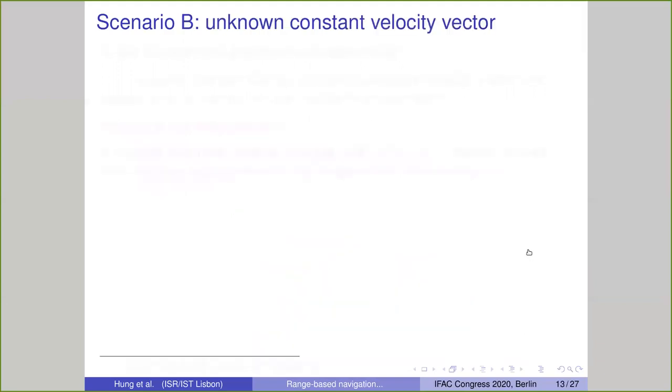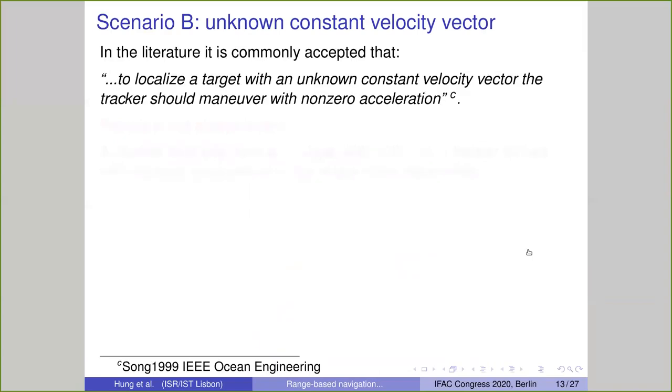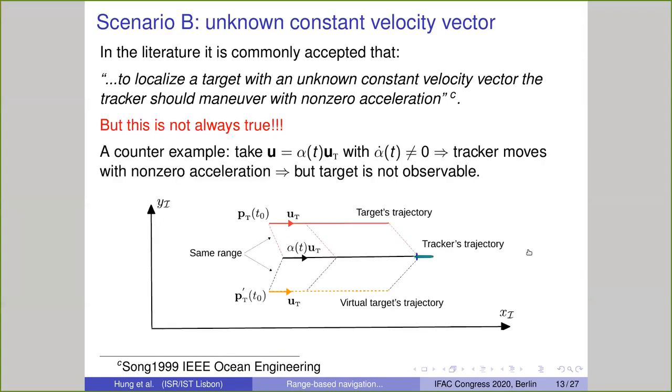Now we move on to the case where the target moves with an unknown constant velocity vector. In the literature, it's commonly accepted that to localize a target with an unknown constant velocity vector, the tracker should maneuver with non-zero acceleration. But this is not always true. We can show this by a counterexample.